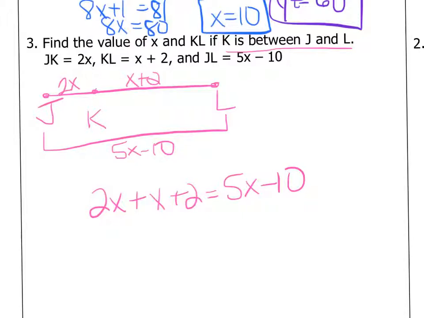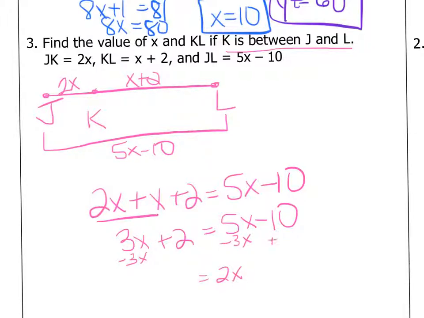And then again from here, just a little bit of algebra work. On the left-hand side, we can combine the 2x and the x. That's 3x. And then we can move all of the x's to one side, all of the constants to the other. So I'm going to do 2 steps in one. I'll subtract the 3x, and I'll also add the 10 to the other side. So we should have 12 equals 2x, and then x equals 6.